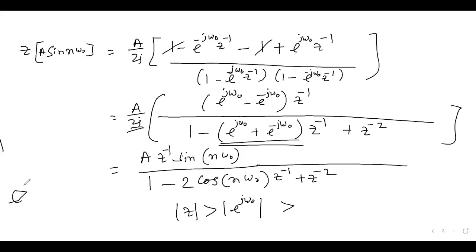What is e to the power j omega 0? Please, you need to know a little bit of mathematics. e to the power j theta. What is e to the power j theta? Cos theta plus j sin theta.